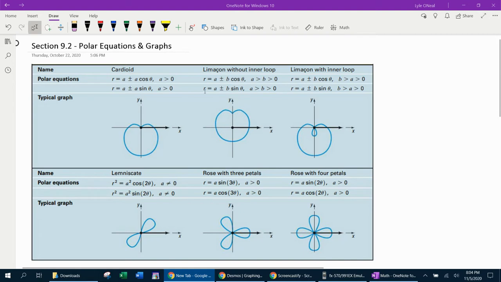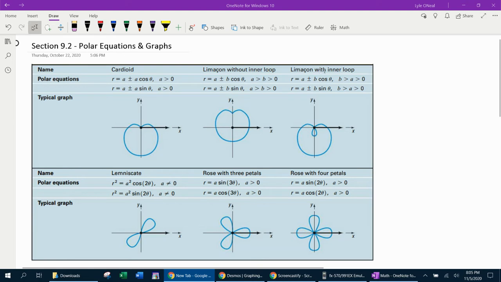Now, Limacon without an inner loop is going to be r equals a plus or minus b cosine theta, or it could be r equals a plus or minus b sine theta, where the constant has to be greater than the coefficient of the trig function. So an example here might be r equals 4 minus 2 cosine theta, and that would produce, well, it looks like an apple shape where the core is the origin. Instead of where the stem is, here it's the apple core at the origin. That is a Limacon without an inner loop.